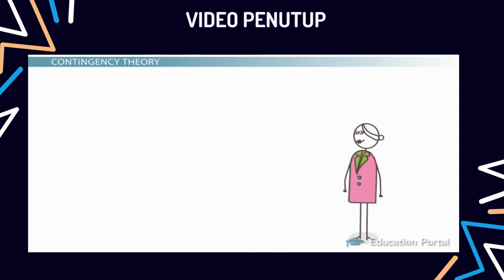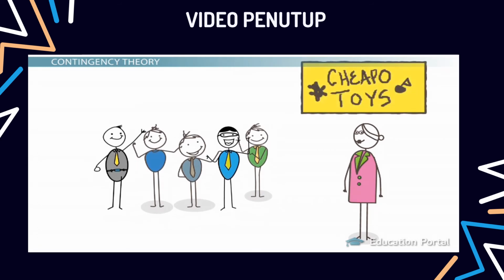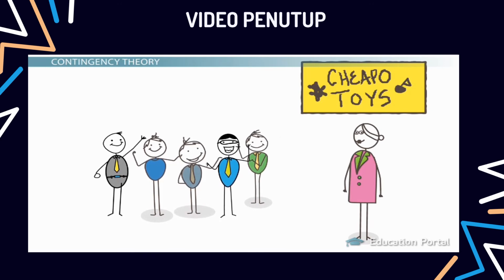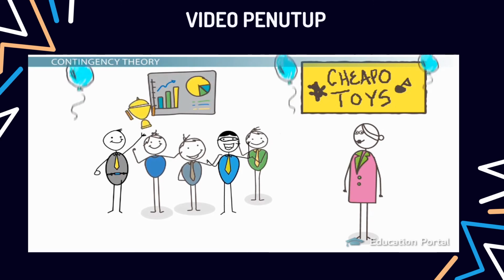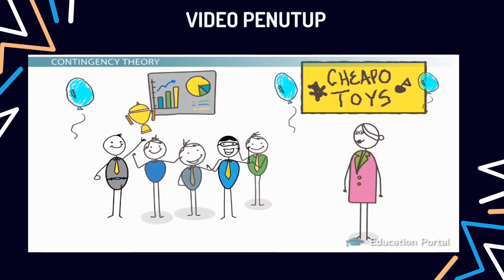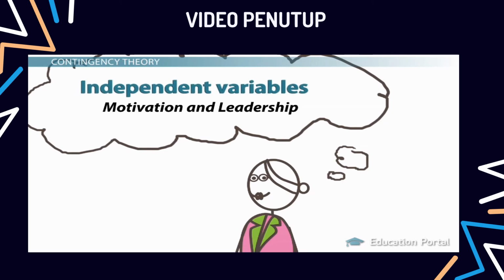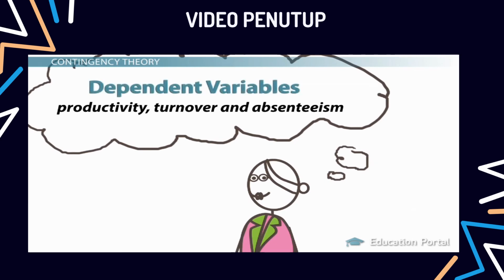There is no one best way to structure a corporation and solve employee problems. It all depends on the situation. Cheapo Toys has been trying to perfect their organization by studying different variables that affect employees. Companies need to use trial and error to see what variables provide the results needed. Motivation and leadership are just two examples of many independent variables of the contingency theory, while productivity, turnover, and absenteeism are some examples of dependent variables.